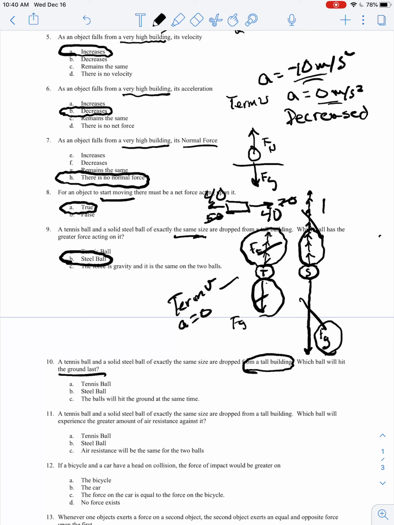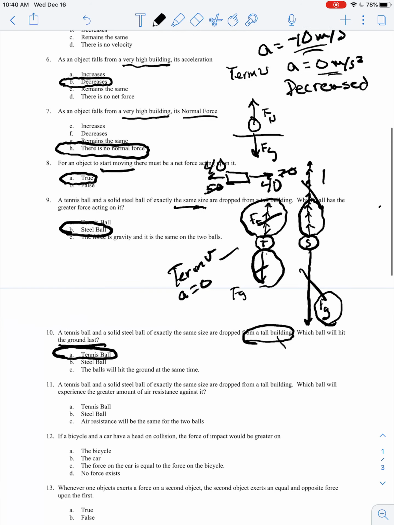Now pay attention on your test. I may have asked which one hits the ground first. And I would say last is the tennis ball. Okay, again, that's from the very tall building. At the bleachers, they'll be the same.